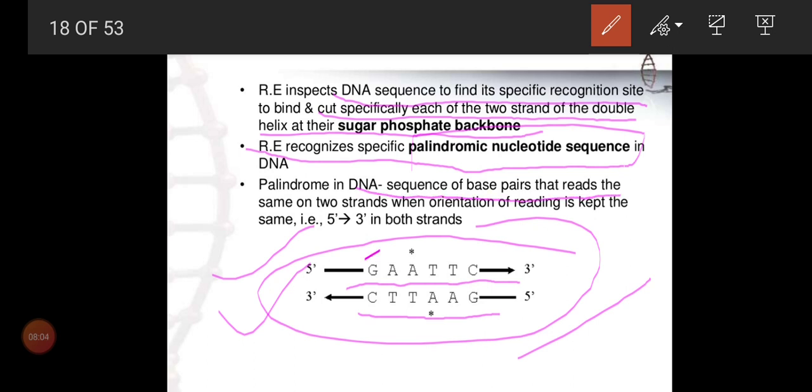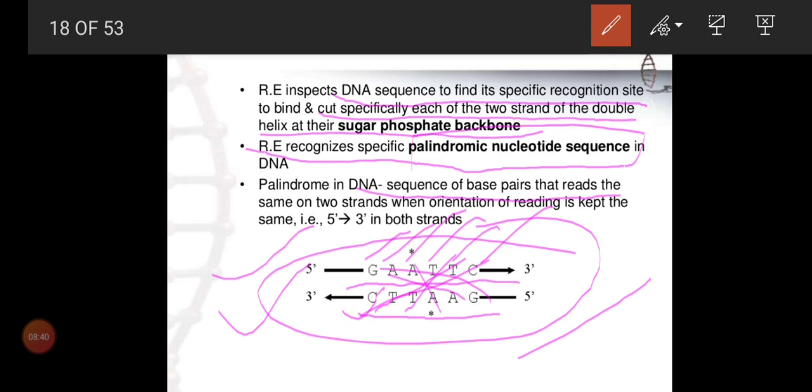So here look at GAATTC. Now on the back side, C normal, T and T, A, G. So on these opposite sides it will match, and that is what we call a palindromic nucleotide sequence. A normal palindrome means opposite, the same single sentence, a single word should match. But when it comes to DNA we have two strands now. So in two strands, in opposite manner, the base pairs should match. That is what we call a palindromic nucleotide sequence.